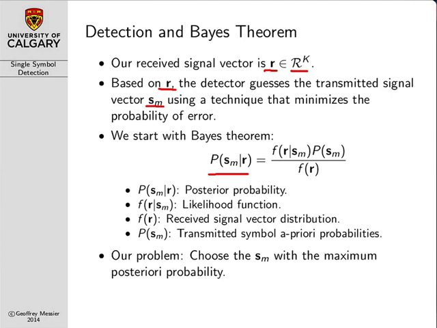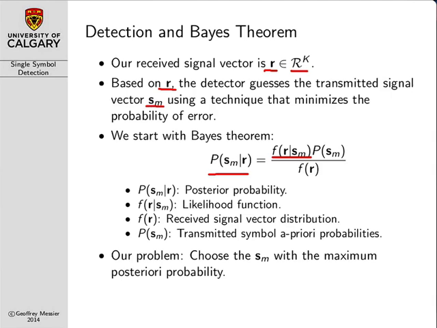Now, let's take a look at what we have on the right-hand side of the Bayes theorem equation. The first thing we have is something that's known as the likelihood function. And this is a PDF. It's not a probability value, it's a PDF.